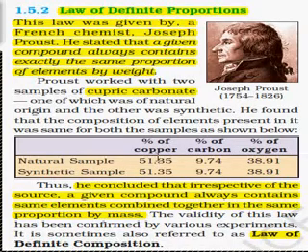In each case he saw that the proportion of copper, carbon and oxygen found in the natural sample as well as the synthetic sample was the same. You can see the percentage of each over here, they are the same. So he concluded that irrespective of the source, a given compound always contains the same elements combined together in the same proportion by mass. So this law is also known as the law of definite proportion.